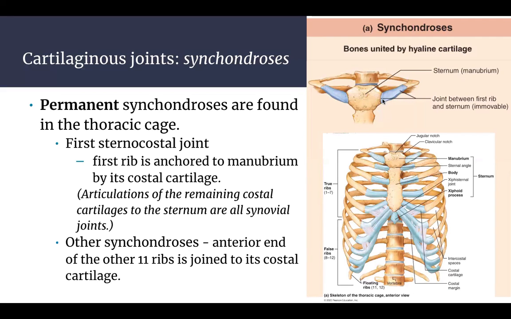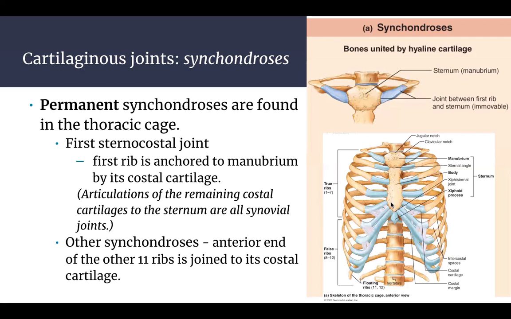So here, the first rib is very strongly anchored by its costal cartilage right onto the manubrium here. So of course, if we look at the rest of the rib cage here, you may wonder why we're focusing on just this joint here for the first rib when we can see all the other ribs, the true ribs here, are joining via costal cartilage to the body of the sternum.